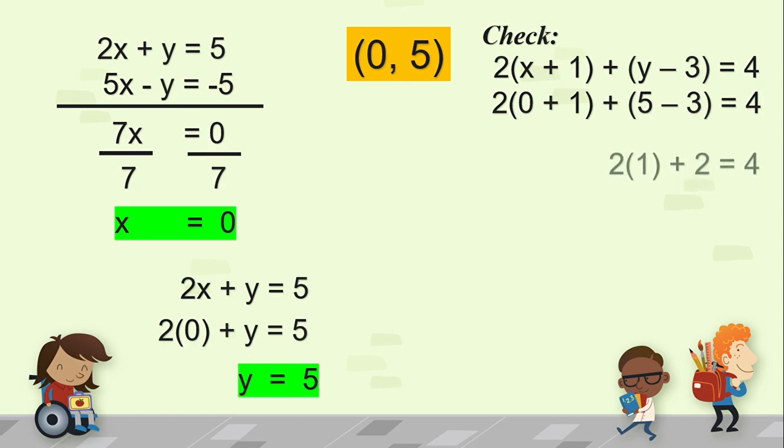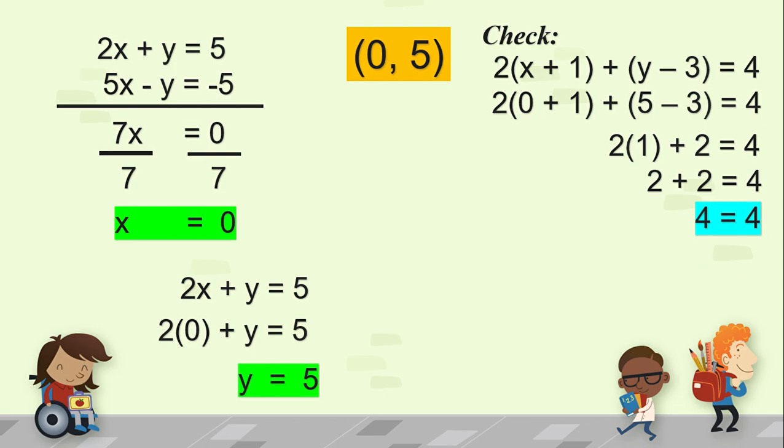Then it will become 2 times 1, which came from 0 plus 1, and then 5 minus 3 is equal to 2. So 2 times 1 is 2, and then plus 2 is equal to 4. So therefore, 4 is equal to 4. So using the first equation, we prove that the solution 0 and 5 is correct.